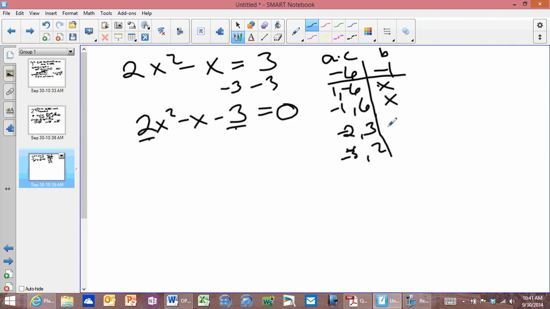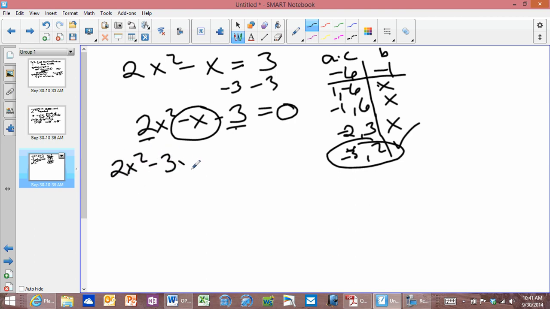Is negative 2 and positive 3 negative 1? No. Is negative 3 and positive 2? Yes, that adds to negative 1. Okay, then I'm going to take negative x and replace that with negative 3x and 2x. So I have 2x squared minus 3x plus 2x minus 3 equals 0 still. All I did is I replaced this negative x with these 2 numbers right here.